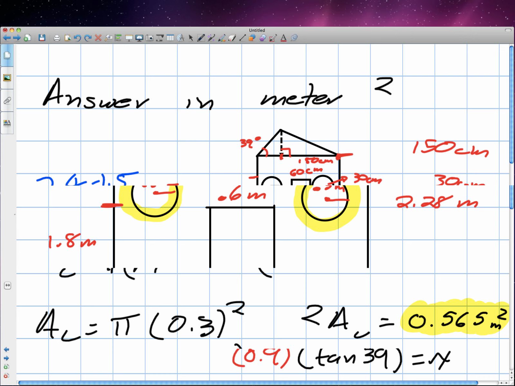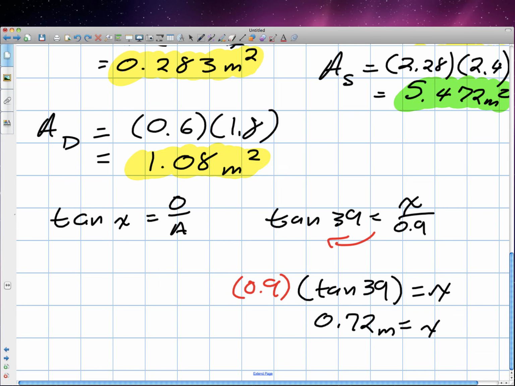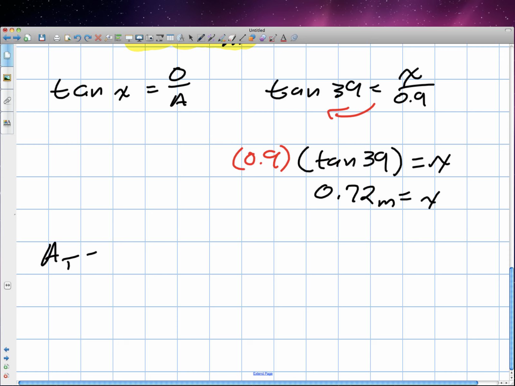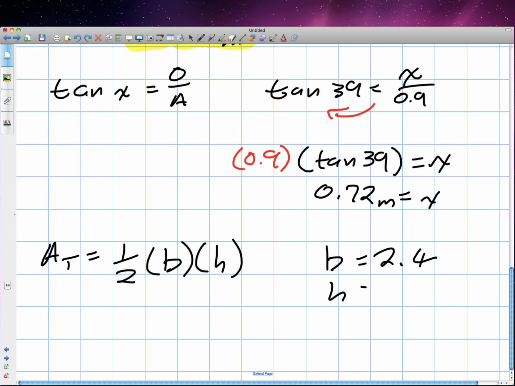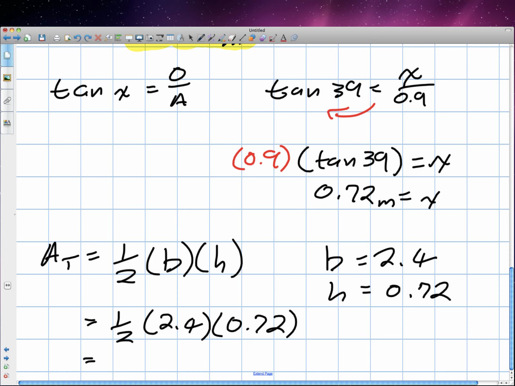Damien's going to help us with. What's the formula for area of a triangle? Good. 1/2 times the base times the height. Our base is 2.4. Our height is 0.72. So we're going to plug these in. We're going to multiply these together. 1/2 could be just 0.5 also. So 0.5 times 2.4, 0.72. The area of this triangle is 0.864 meters squared.